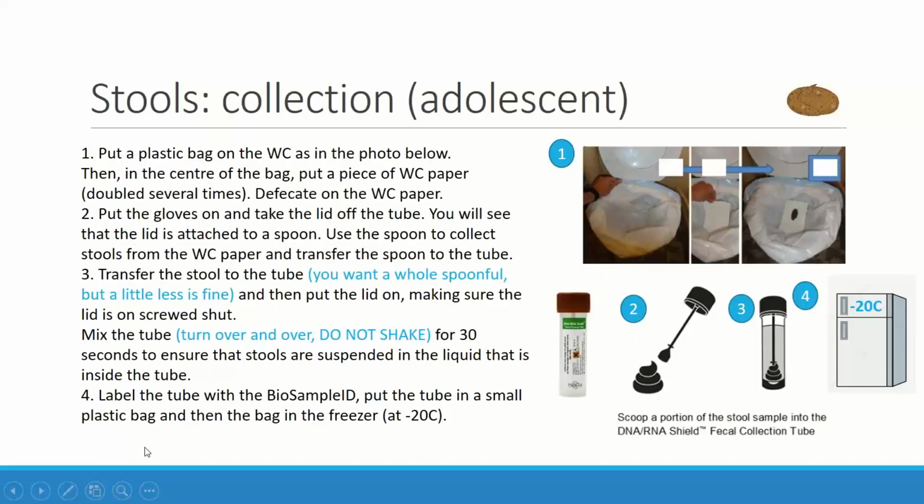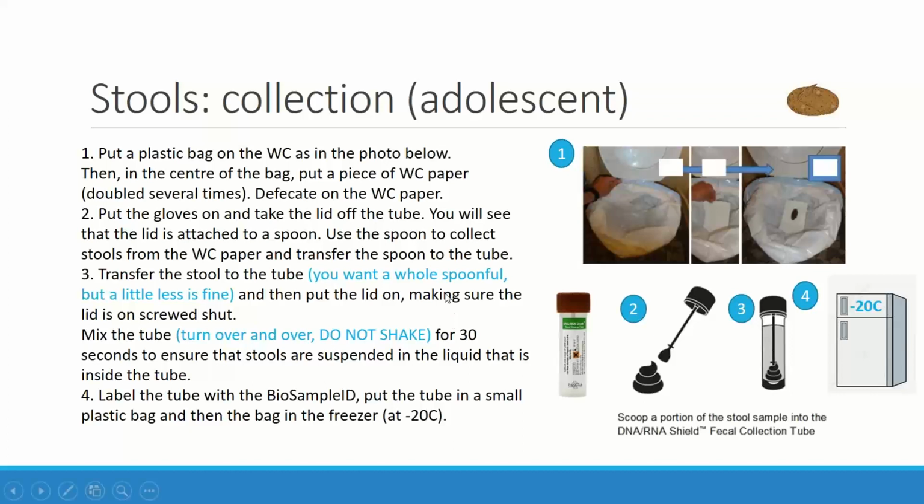Okay, and here you have the protocol for the collection of the sample, which will be done at home by the adolescent. The first part is to prepare what you can see here in the image. We will ask the adolescents to put a bag on the toilet, put a paper on it, and defecate on the paper. We thought this would be maybe the easiest way to collect the sample. If you can imagine, or you have other protocols, you can change it, it doesn't matter.